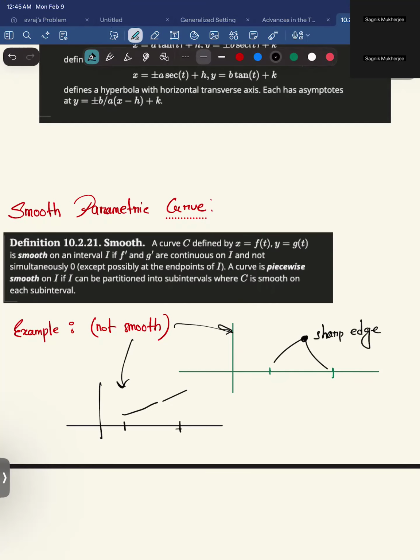Okay. So what does a smooth parametric curve look like? Essentially any curve that has smooth bends and no discontinuity. These are the so-called smooth parametric curves, which must be differentiable. Okay.